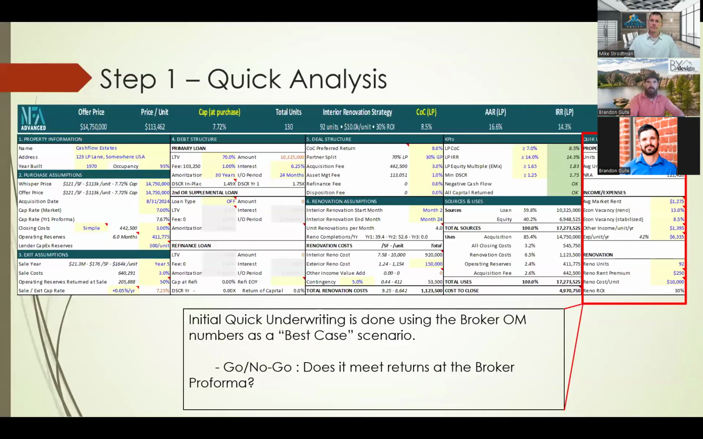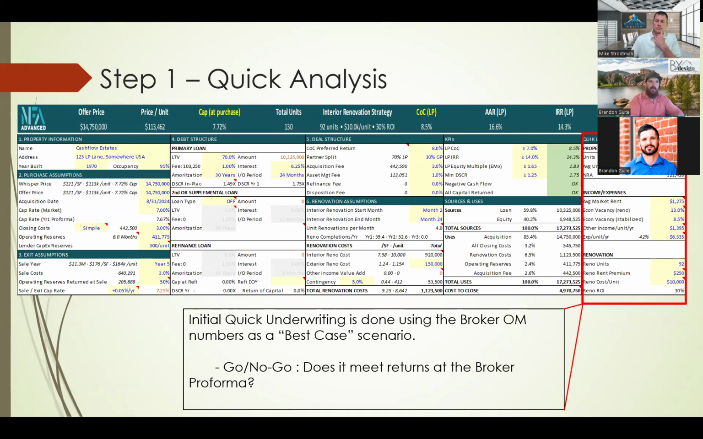So we'll step into walking through our process on how we came to it with this one. All right. So this first step again is our quick analysis. And this is where we're just looking high level. We're plugging in, right from the broker's OM, the numbers that they're giving. Generally speaking, the broker's goal is to paint the property in the best light possible. They're not lying necessarily, but their job is to make it look good. So we want to start with those numbers.